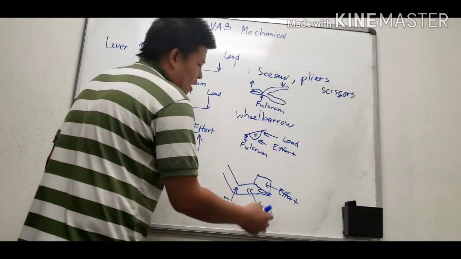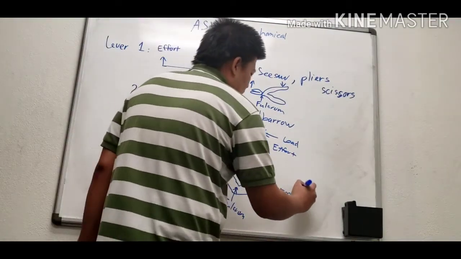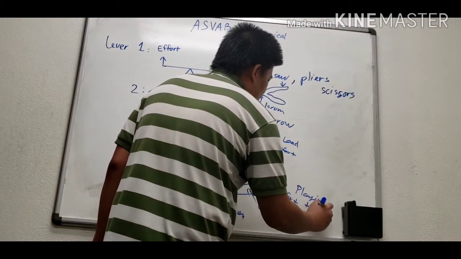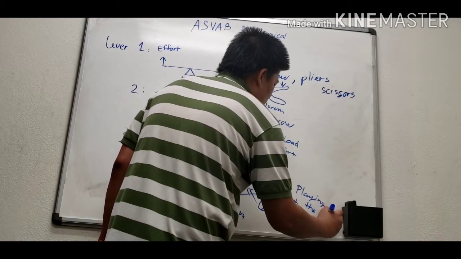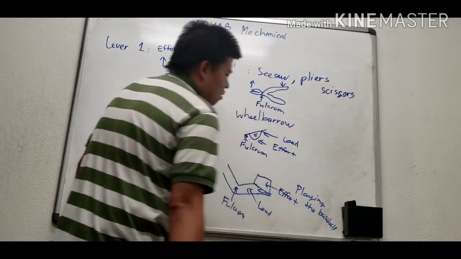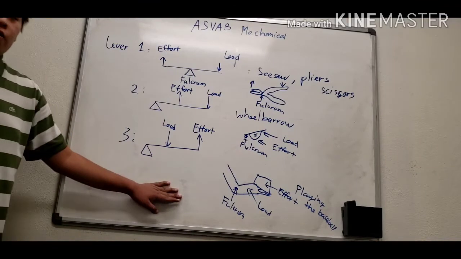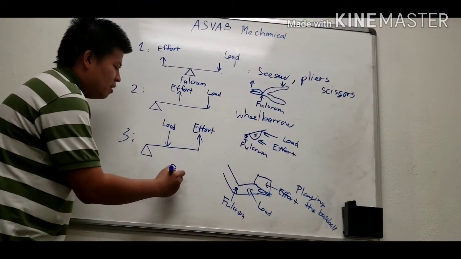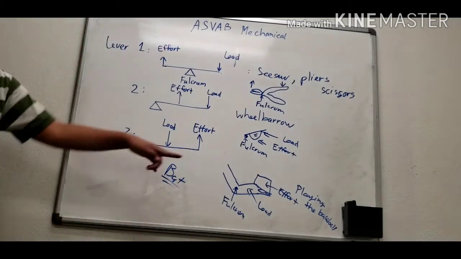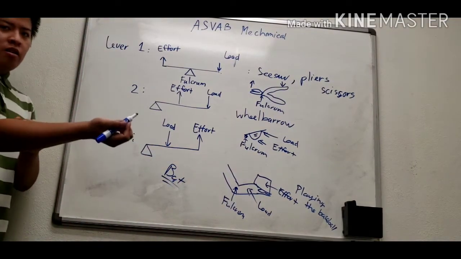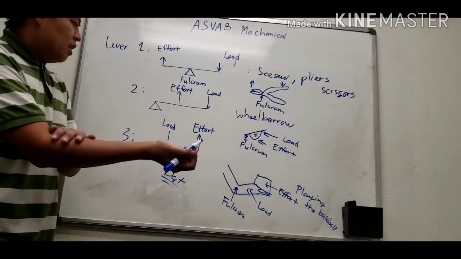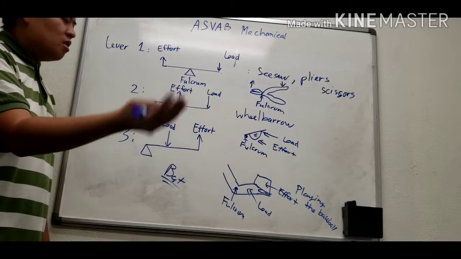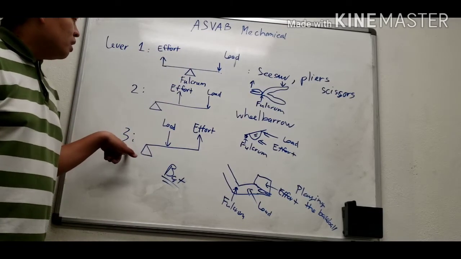And this one can be used for playing baseball. For example, when we play baseball, we need to carry the bat in the hand. So we apply the load on here, and we use the bat with the finger and the hand. So that's why we use level number 3.